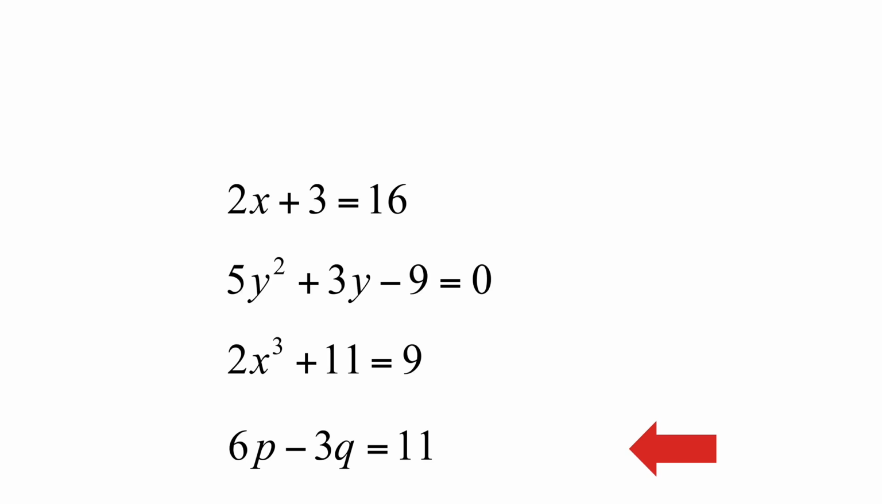Now, please try to answer this question. Which of the following is a quadratic expression? Is it A, 2x plus 3 equal to 16? Or B, 5y squared plus 3y minus 9 equal to 0? And C, 2x cubed plus 11 equal to 9? And D, 6p minus 3q equal to 11? So, may I know your answer?